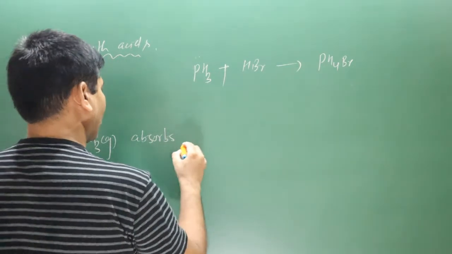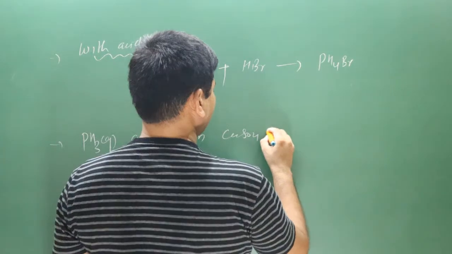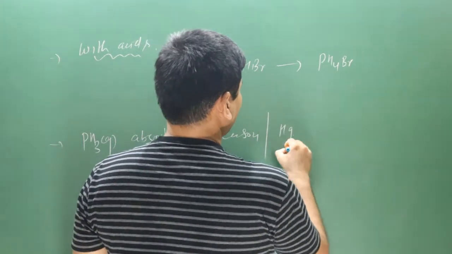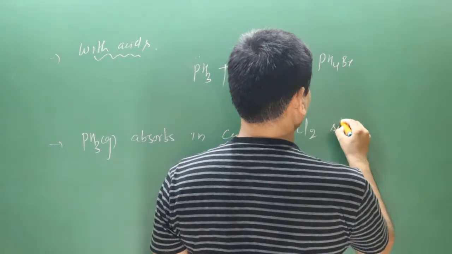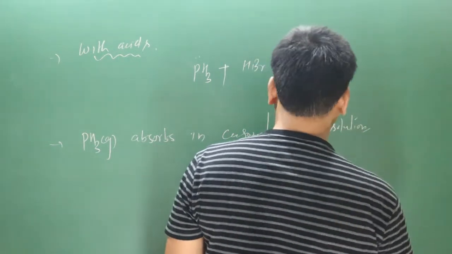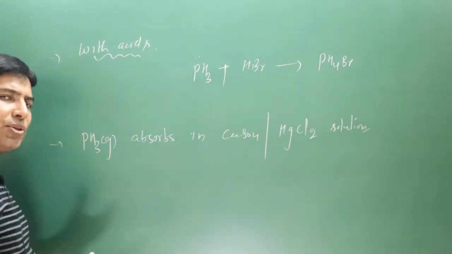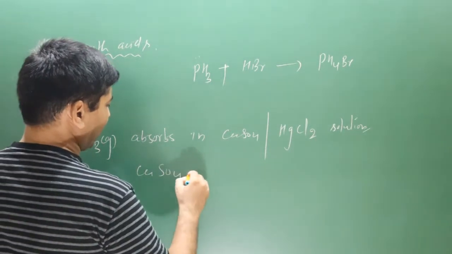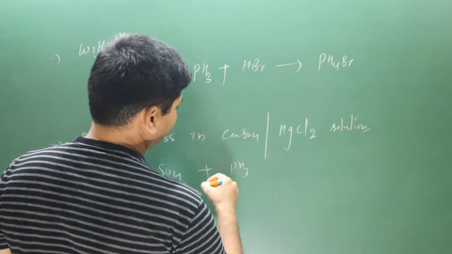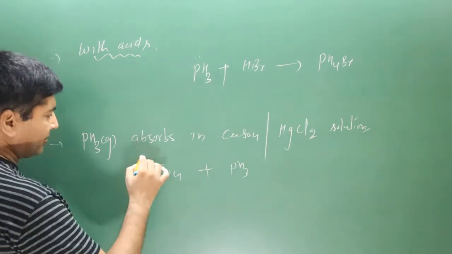Okay, next chemical reaction we have PH3 phosphine gas absorbs in copper sulfate solution as well as mercury chloride solution. When phosphine gas is passed through this solution, it gets absorbed. Now how can we complete the reaction? It is also a double displacement reaction. Now pay attention carefully. We have copper sulfate and phosphine gas is there. From here you will get what?